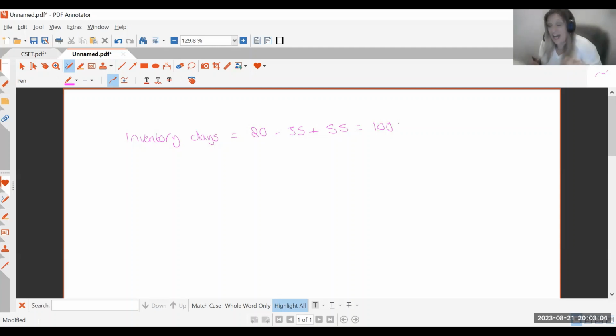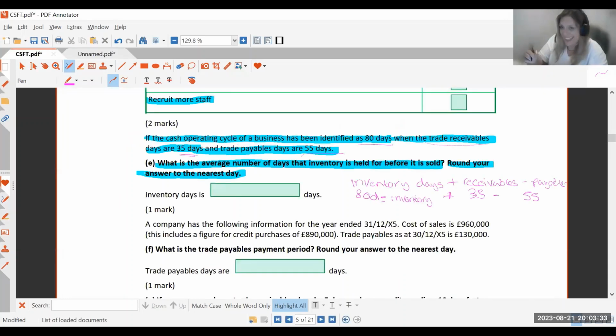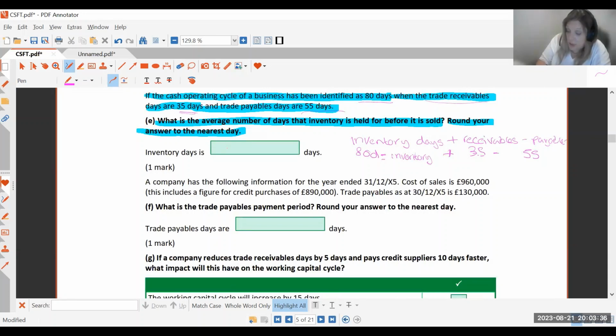Do you see where I've got that 100 from? Does that make sense? We've just used what we know. So we know working capital cycle is inventory days plus receivables days minus payables days. So you write that down, plug in the numbers that you've got, and once you've got that bit plugged in, everything else is just maths then. I know it sounds easier than it is. Absolutely, you need to be comfortable with the formula, and then it's just a case of putting the numbers in.